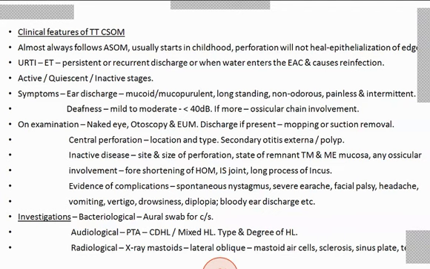This deafness is usually mild in nature, but sometimes it may lead to moderate deafness. Usually, when you do a pure tone audiometry, the loss will be less than 40 decibels. If it is more than 40 decibels, then we can suspect some ossicular change involved.